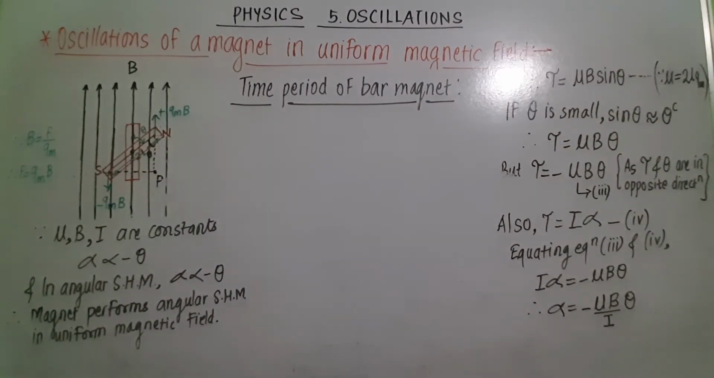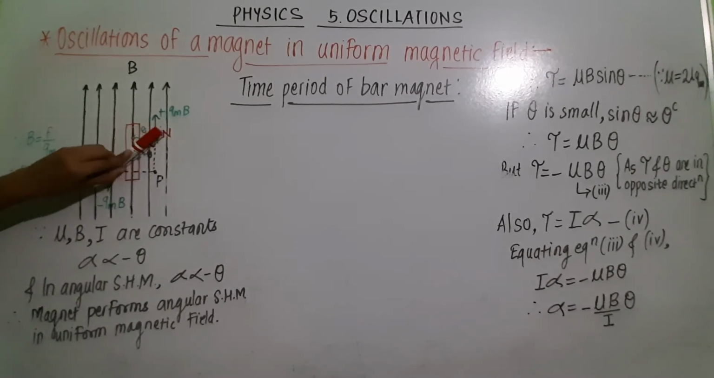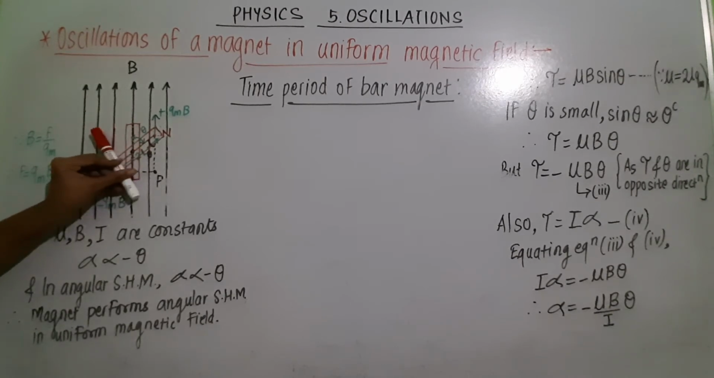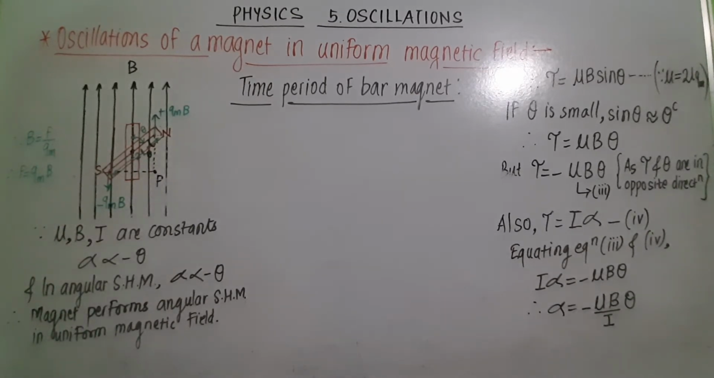Time period means the time taken by the bar magnet to complete one oscillation. तो ये बार मैग्नेट की मीन पोजीशन है. जब वो यहाँ जाएगा वापस यहाँ आएगा, it will go to the other extreme position and will come back. तो उसका एक ऑसिलेशन हो जाएगा and for that whatever time is required, it is called its time period. And we know that time period is given by T is equal to 2 pi by omega.